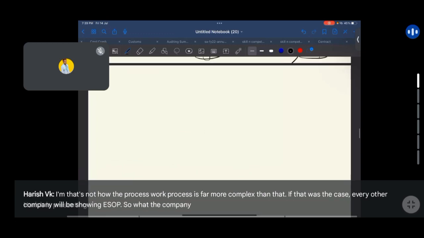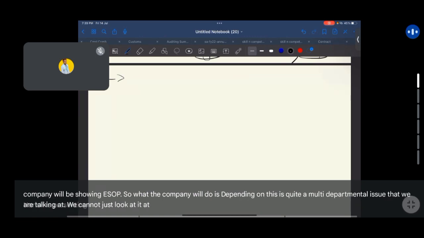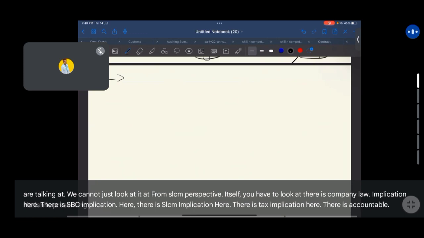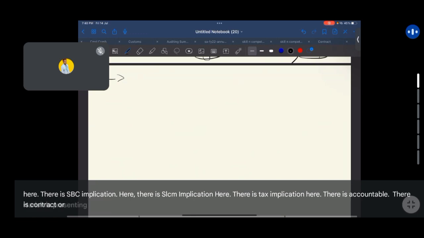So what the company will do is, this is quite a multi-departmental issue that we are talking about. We cannot just look at it from an SEBI perspective itself. You have to look at it: there is a company law implication here, there is an SEBI implication here, there is a tax implication here, there is a contract law implication here. You cannot just say the company is going to allot these shares.